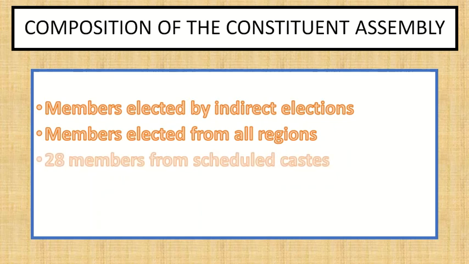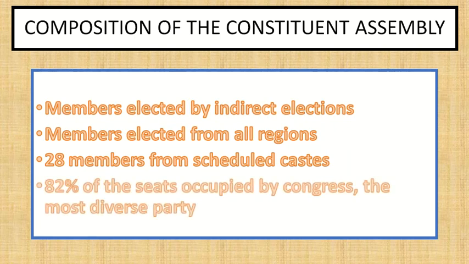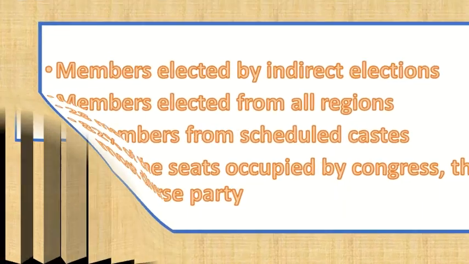In addition to this, the assembly had 28 members from the scheduled castes. The most dominant party in the assembly was Congress, as it occupied 82% of the seats. The Congress itself was such a diverse party that it managed to accommodate almost all shades of opinion within it.